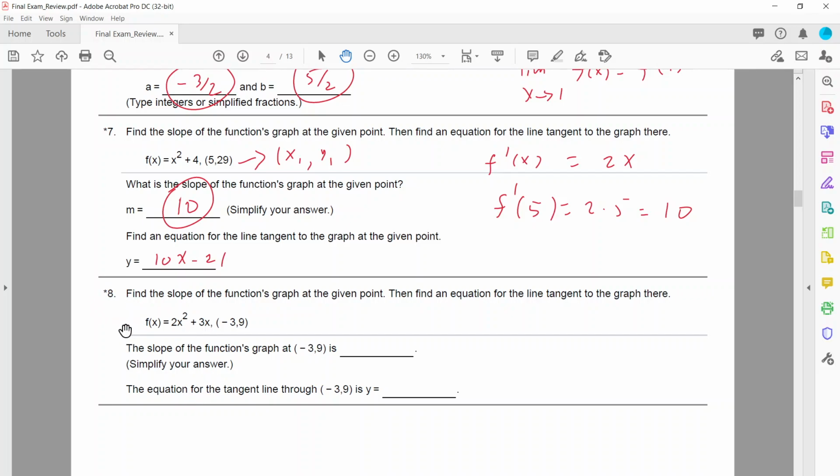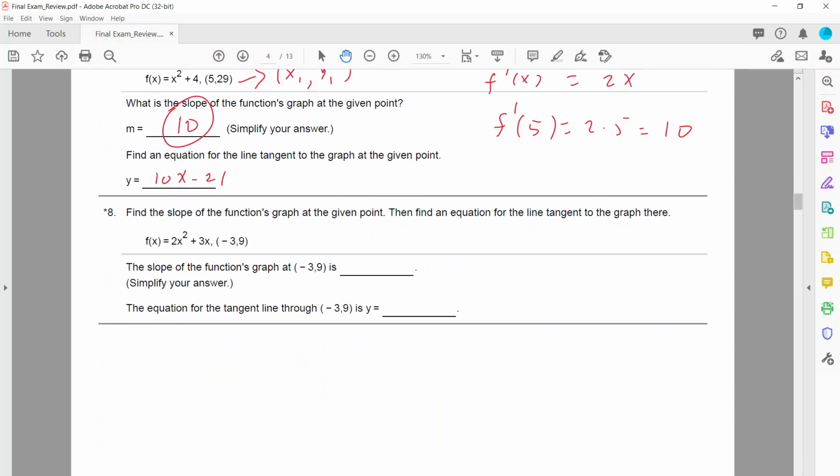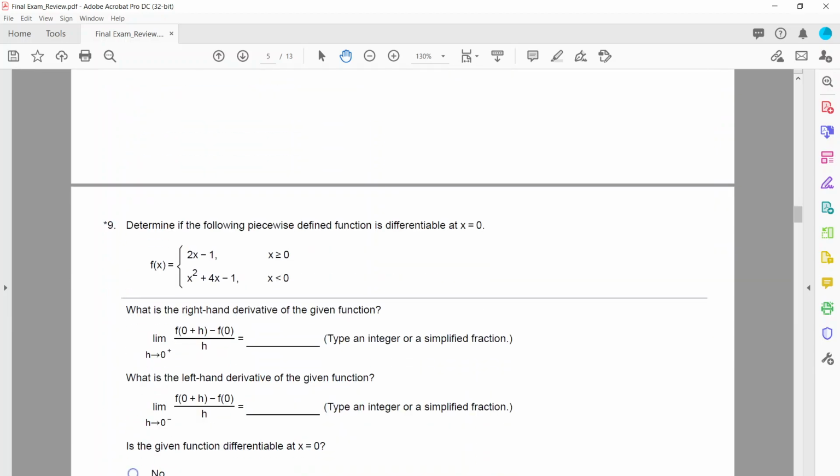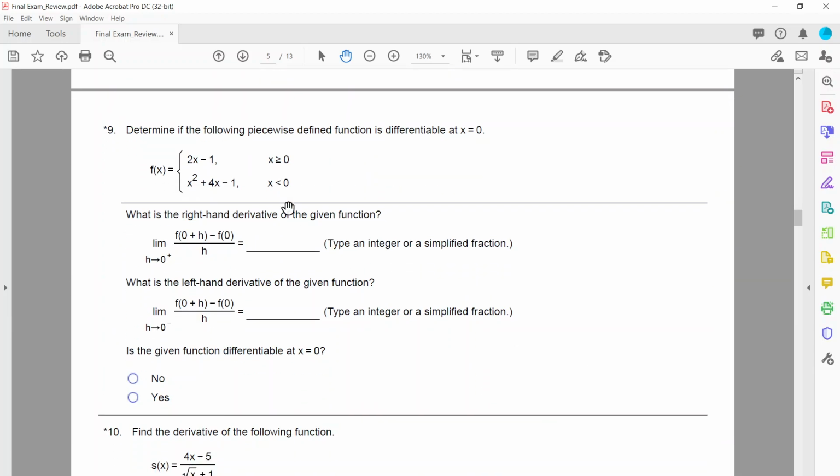So problem 8 is exactly the same as problem 7, finding the slope and then the equation of the tangent line. So I'm going to skip problem 8. Problem 9, this is a piecewise function. We would like to determine if the following piecewise defined function is differentiable at x equal to 0 or not.